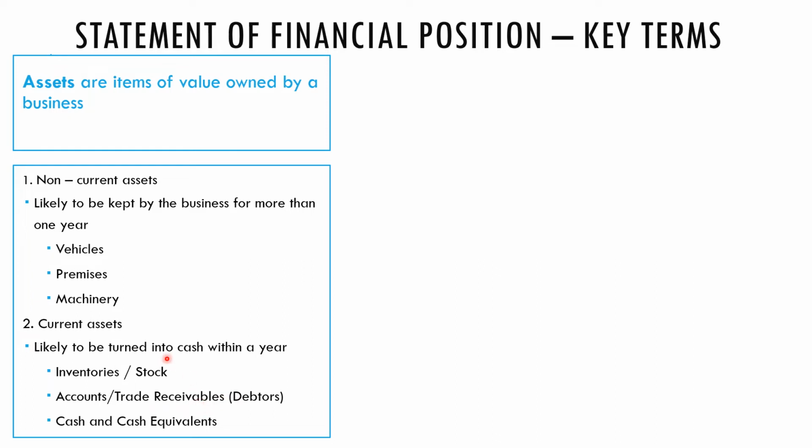The final asset that is likely to be turned into cash within a year is, well, cash. If the business has cash in the bank, this is a current asset and would be shown as such on the statement of financial position.